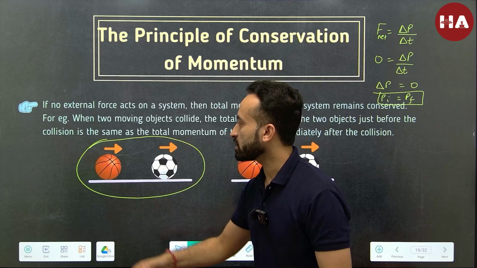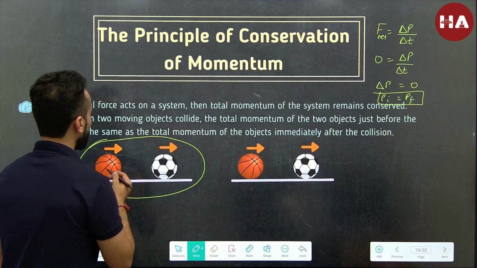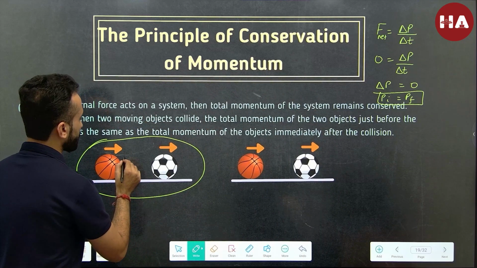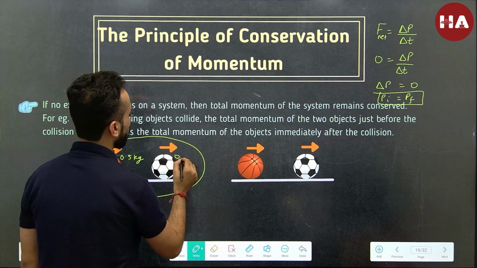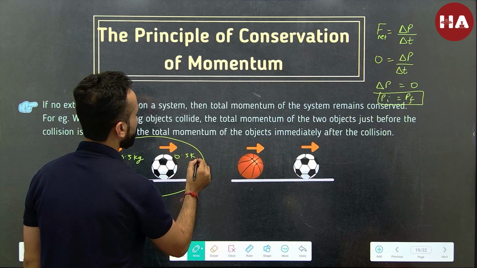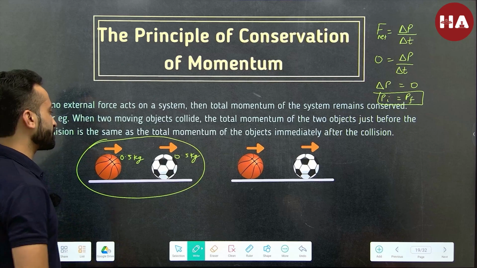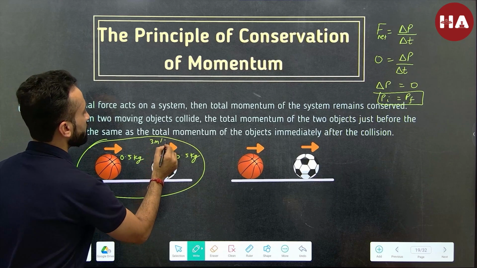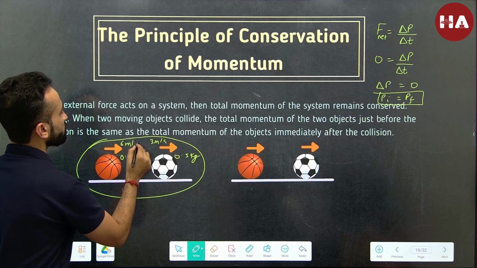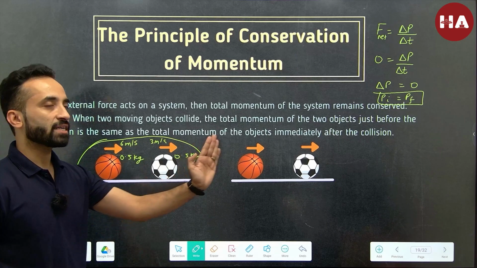So imagine, let's say this basketball is, hypothetically, of mass 0.5 kilogram and this is also of mass, let's say, 0.5 kilogram. Okay, and let's say this is moving with a velocity of 3 meter per second and this is moving with a velocity of 6 meter per second and it collides with the football.